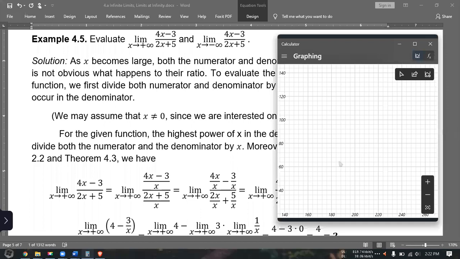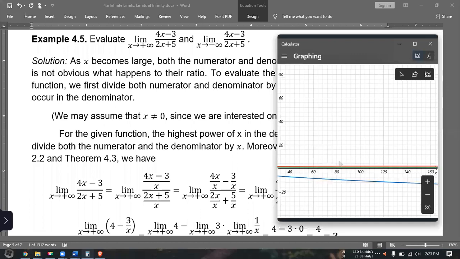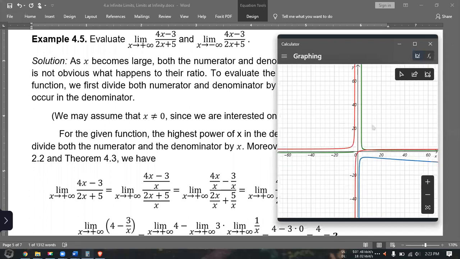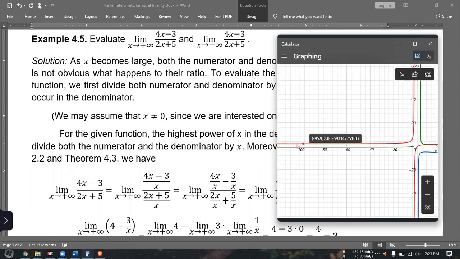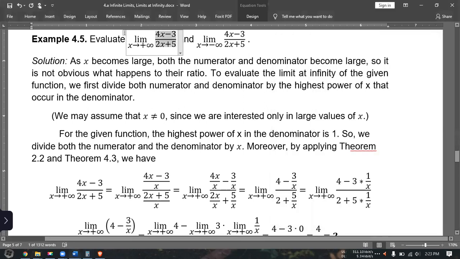Right side. Observe also what happened to y when our x values become smaller and smaller. Negative 70, negative 80, negative 90, 100, and the same goes. While our x becomes smaller and smaller, y is trying to approach 2. So that is our limits at infinity.